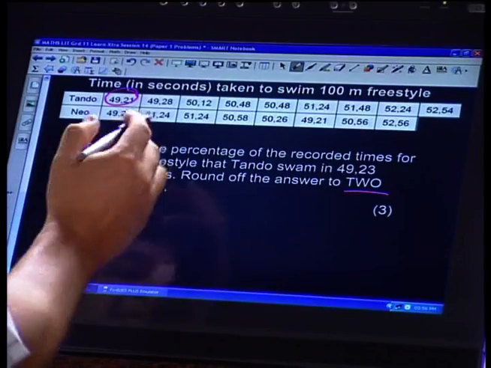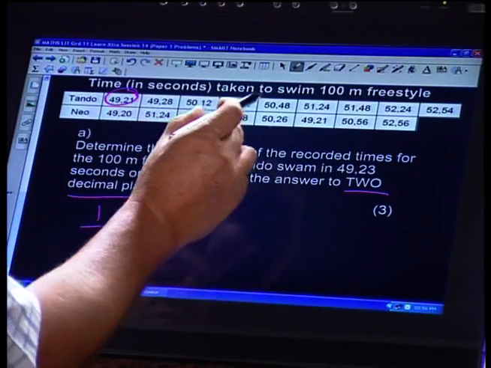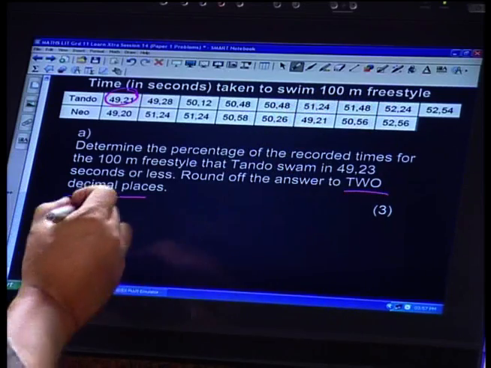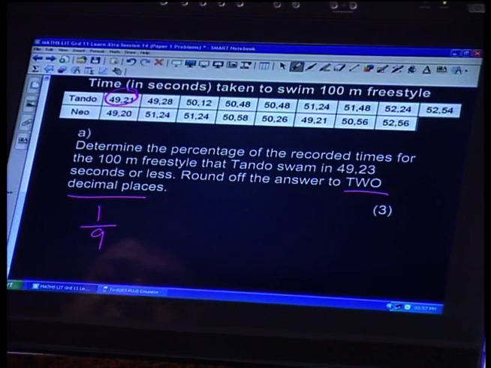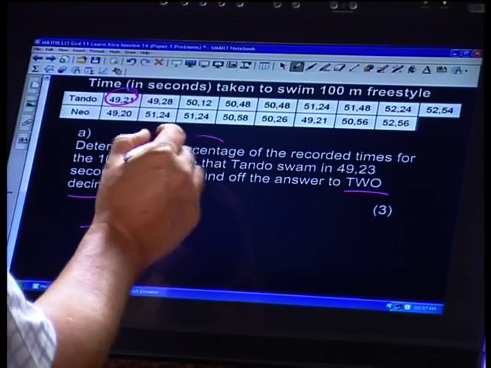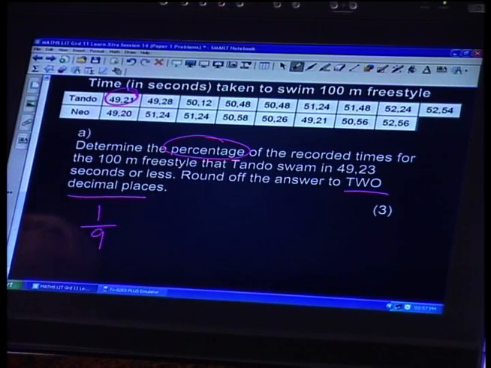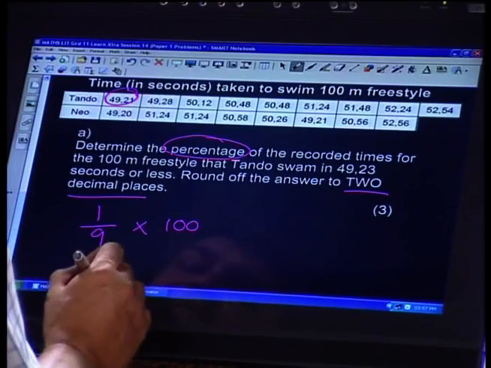So it's 1 time out of how many? Okay, it's 1 out of 1, 2, 3, 4, 5, 6, 7, 8, 9 times they recorded his time, and only once did he do it less than that. Now, the question does ask for percentage, and you know that percentage means times 100. So we're going to say 1/9 times 100.